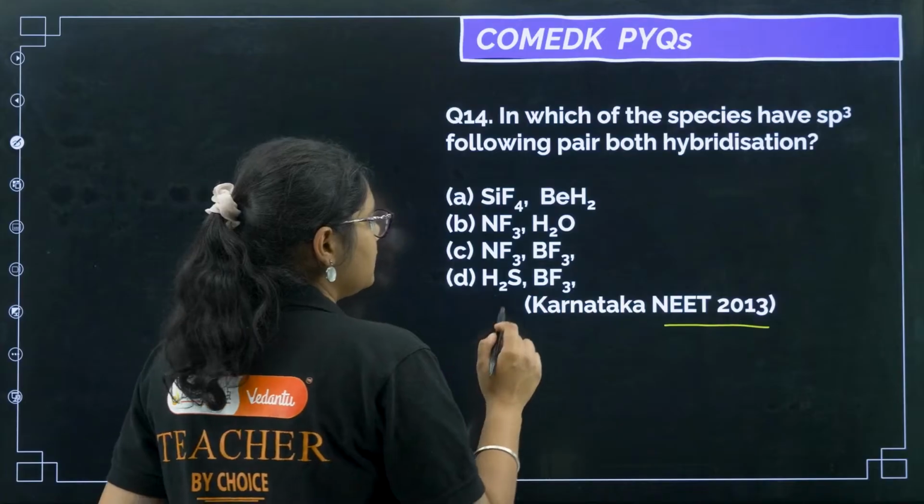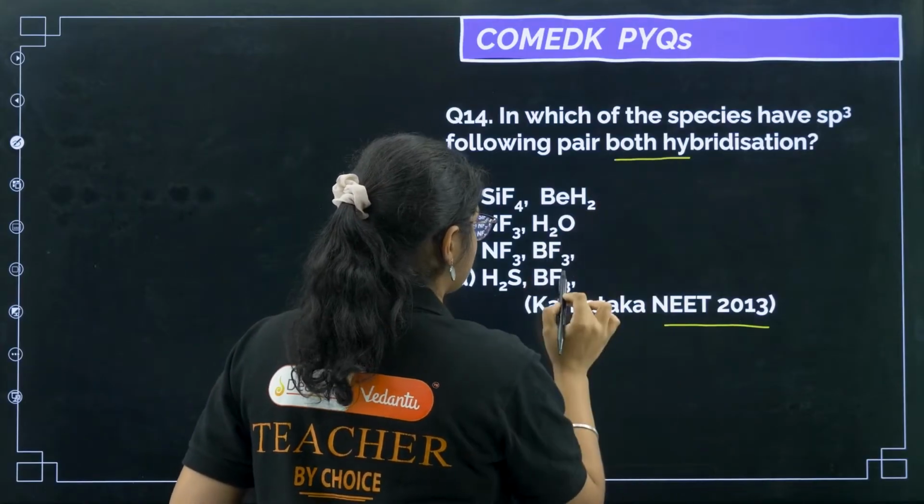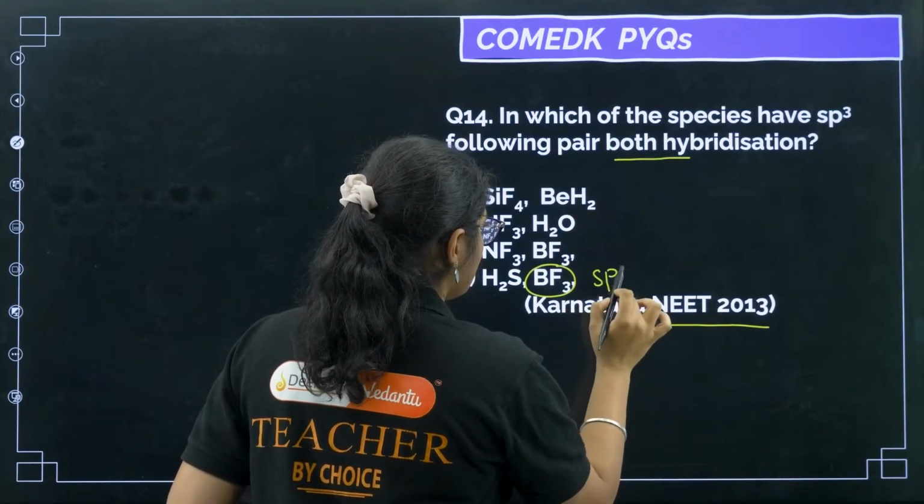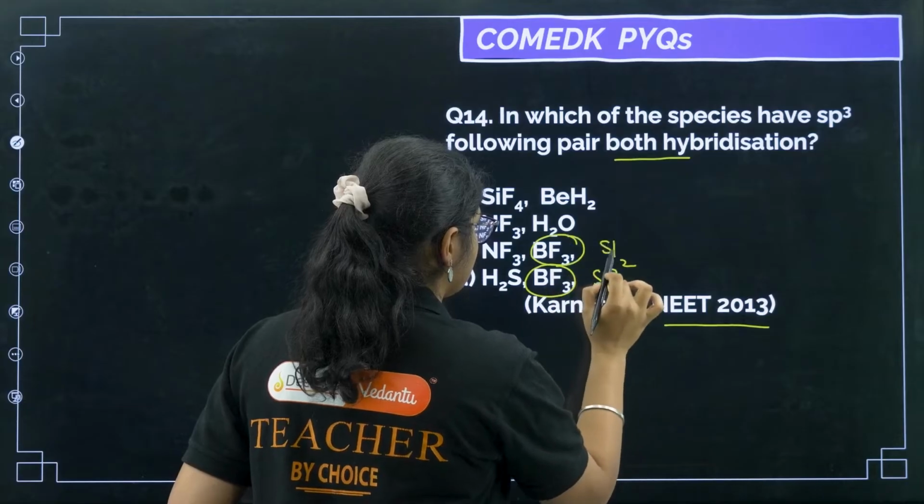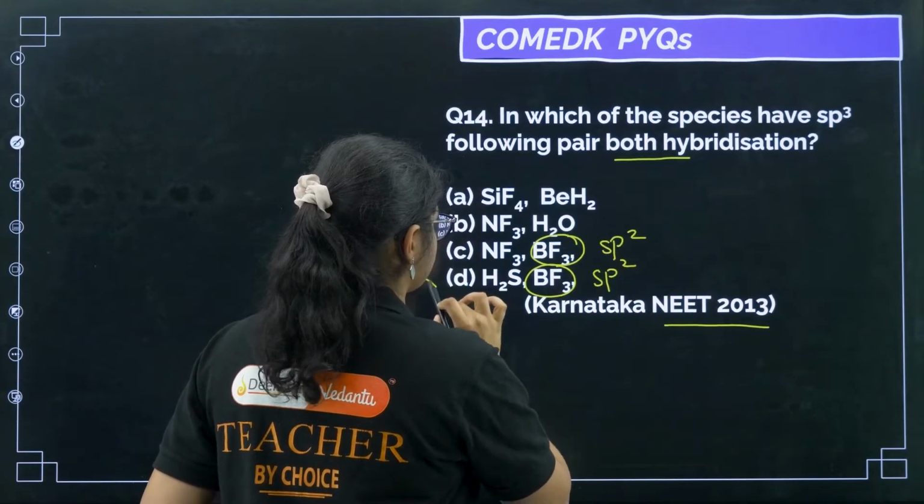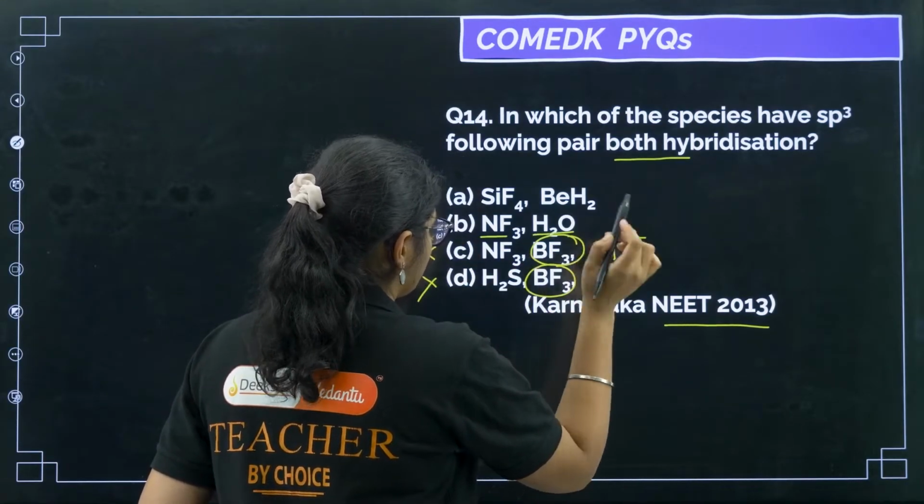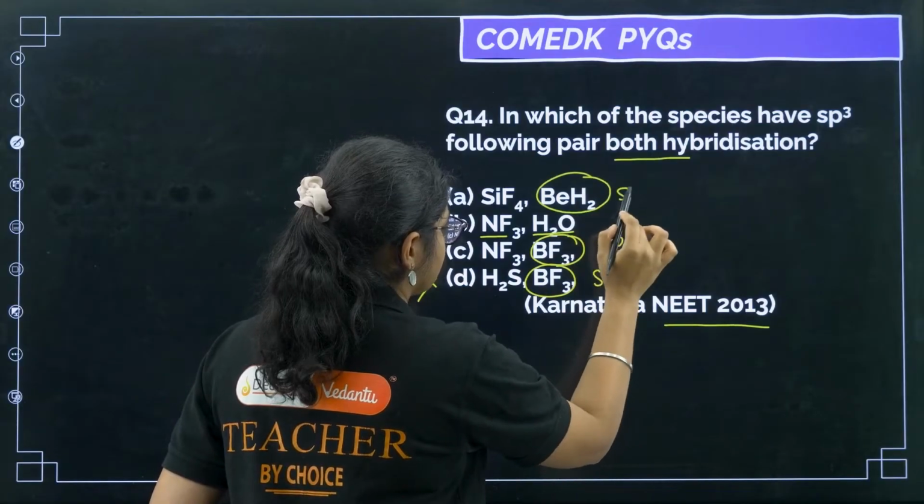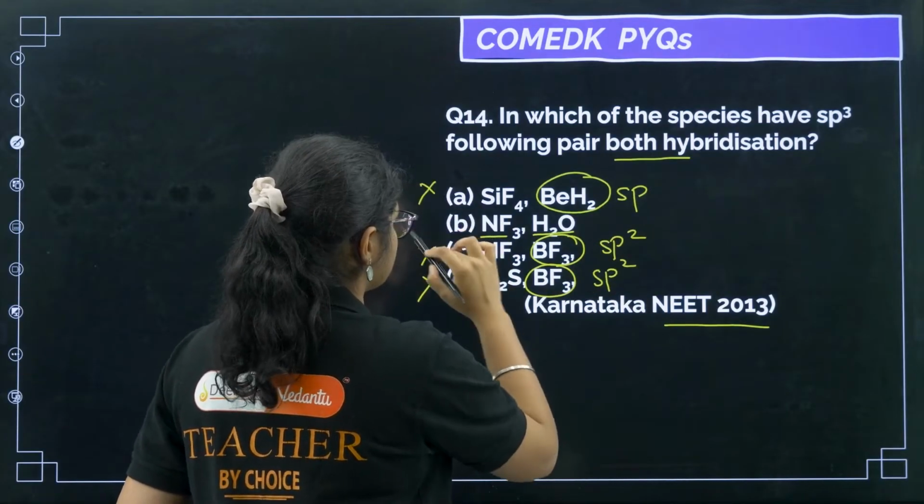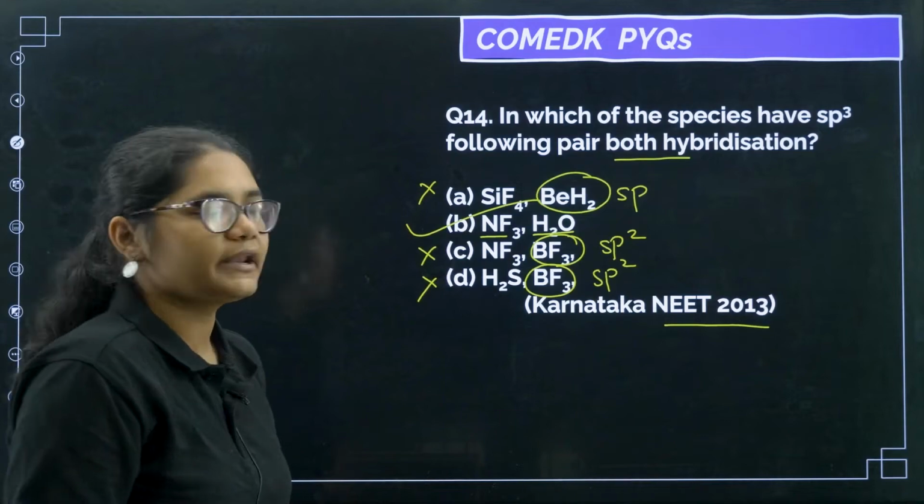Now if you see, BF3 is sp2, so we can eliminate this option. NF3 and H2O, yes, but BeH2 again is sp hybridization, so eliminate this one. Option number B is the correct answer.